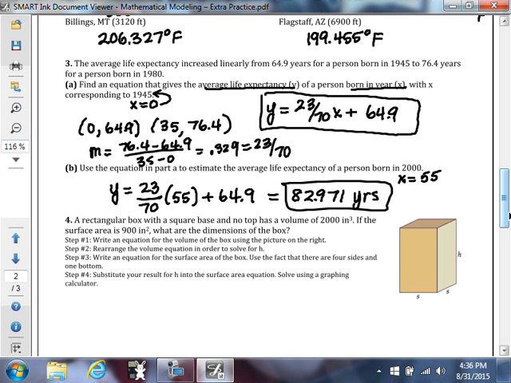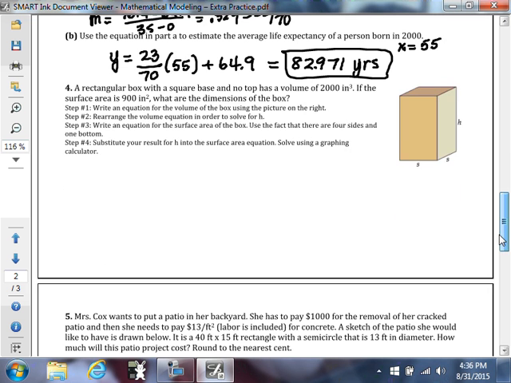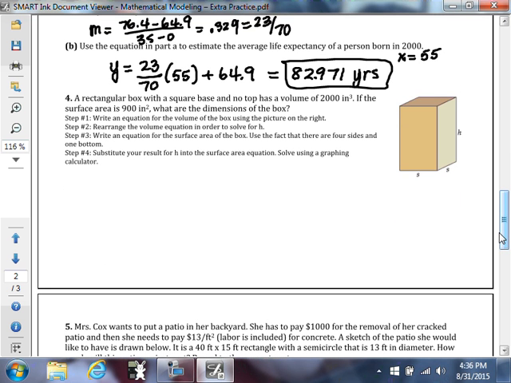So this is the one I probably had the most questions about after class. It says a rectangular box with a square base and no top has a volume of 2,000 cubic inches. If the surface area is 900 square inches, what are the dimensions of the box? So step 1, I said write an equation for the volume of the box using this picture. A lot of you guys did not look at the picture and look at the variables that I had. So our volume should be s squared times h, length times width times height.